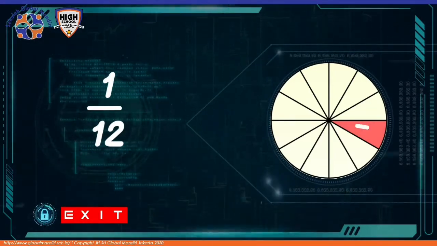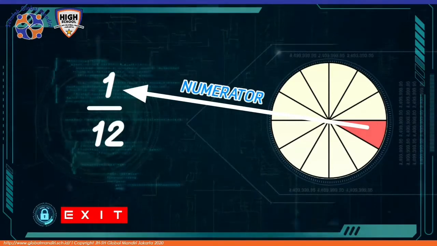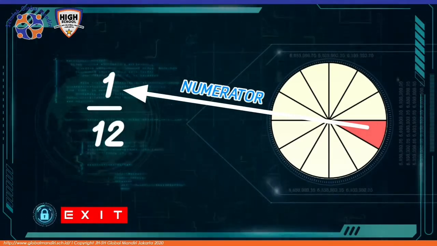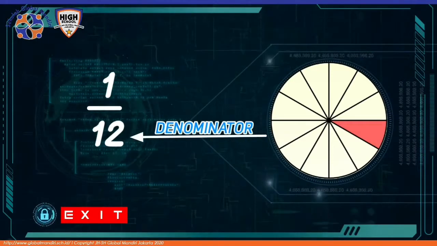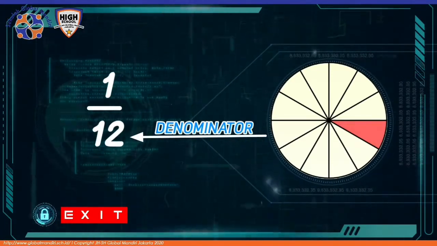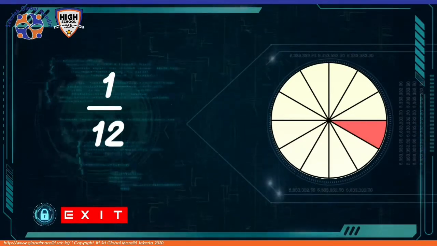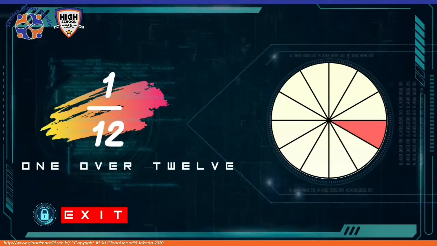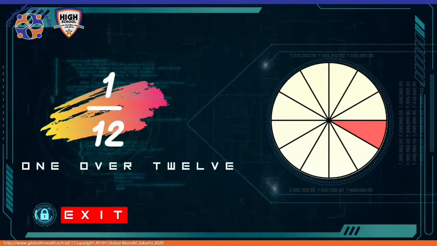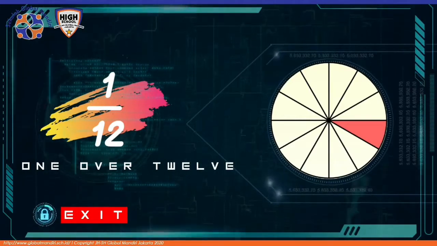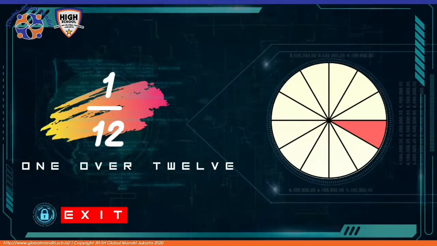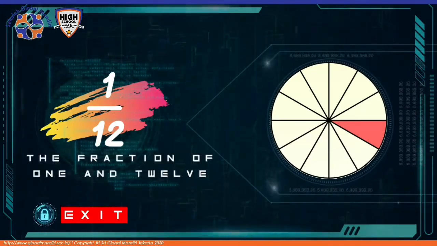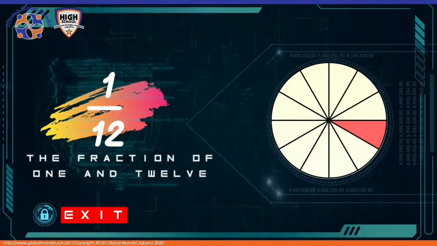In this object, the numerator is 1 since there is only one object in shaded part. And denominator is 12 since there are 12 parts from the object. The way we call this fraction is 1 over 12 since there is one object shaded from 12 parts. The other way to say this fraction is 1 per 12 or the fraction of 1 and 12.